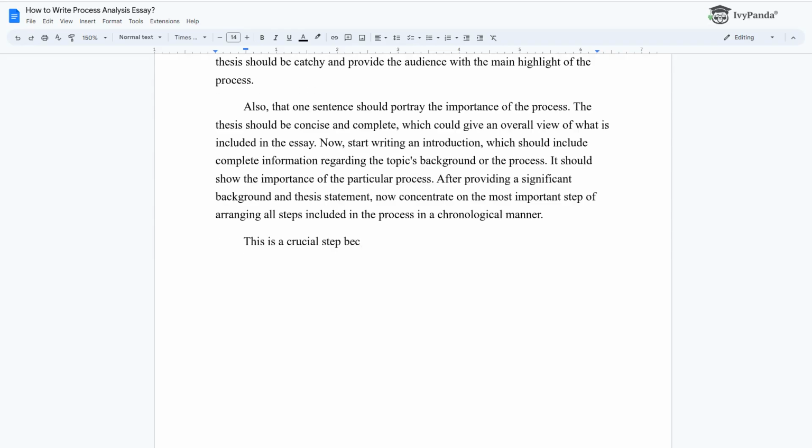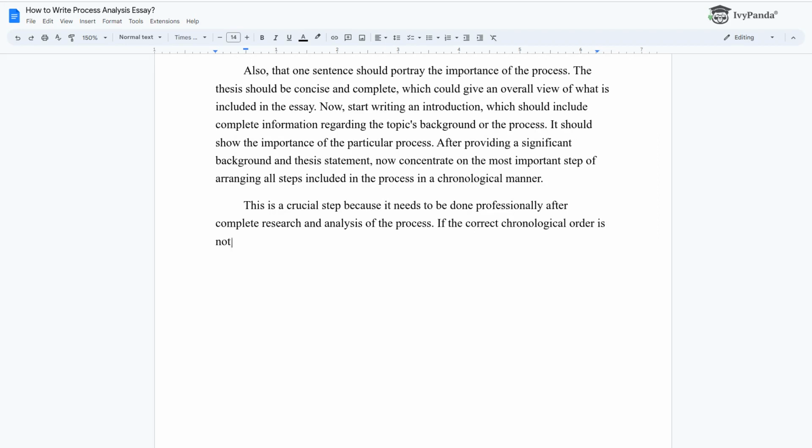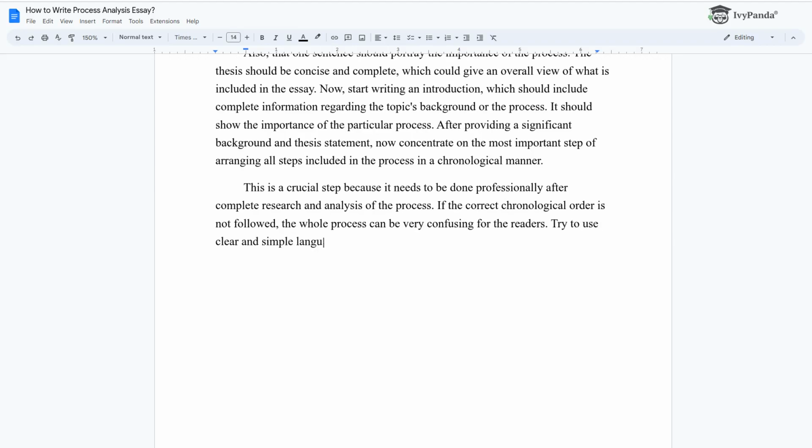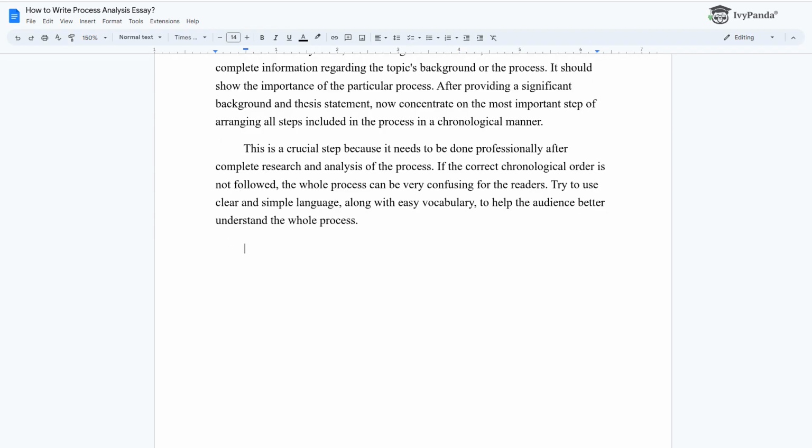This is a crucial step because it needs to be done professionally after complete research and analysis of the process. If the correct chronological order is not followed, the whole process can be very confusing for the readers. Try to use clear and simple language, along with easy vocabulary, to help the audience better understand the whole process.